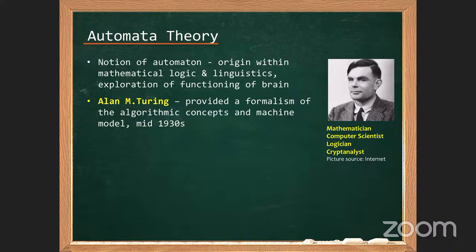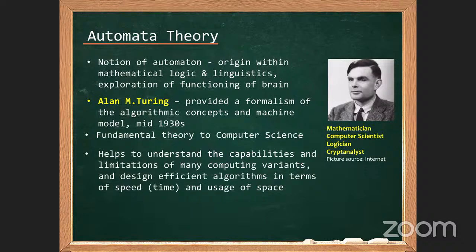He was very much a mathematician, a logician, a cryptanalyst, because he worked in the British code-breaking company for a while. And this study of automata is very fundamental to computer science. So Alan Turing is sometimes referred to as the father of computer science. The area of automata theory helps us to understand the capabilities and limitations of various computing devices, which we call automata, and helps us to design better, more efficient algorithms in terms of time and space.